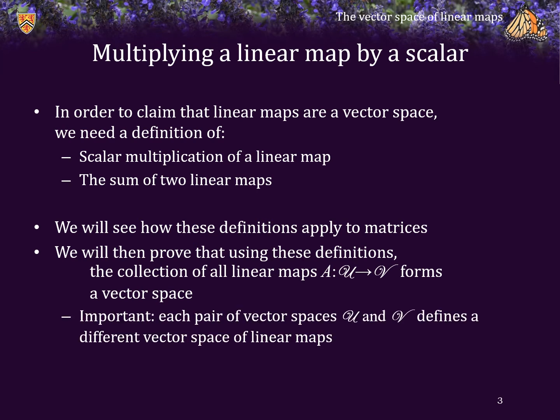Important: each pair of vector spaces U and V defines a different vector space of linear maps. So we are going to see that, for example, if U is R^4 and V is R^7, then the vector space of linear maps from R^4 to R^7 are all 7 by 4 dimensional real matrices. And that will be a different collection from, say, all linear maps from R^3 to R^9.